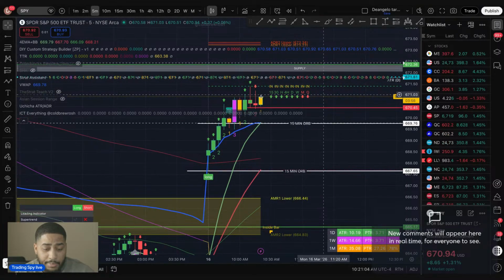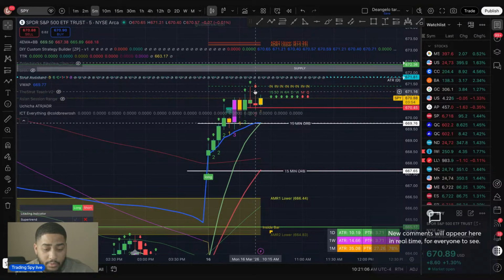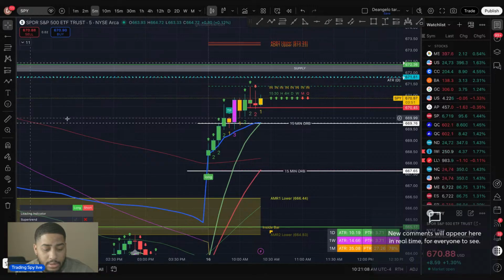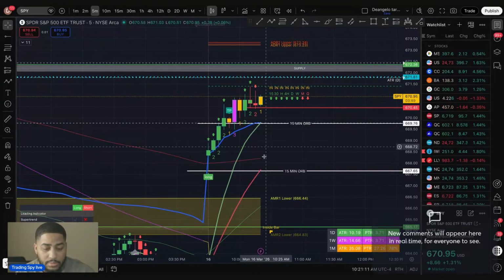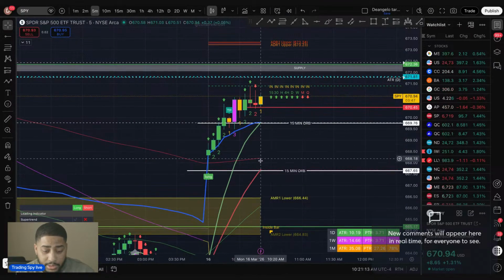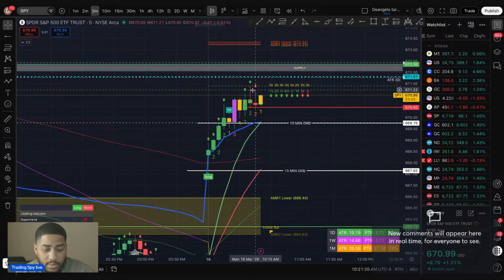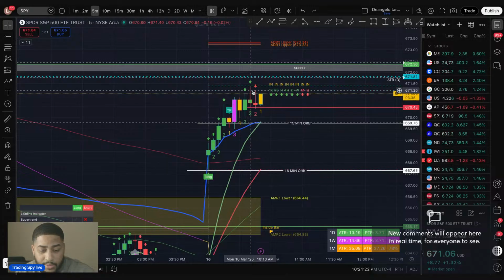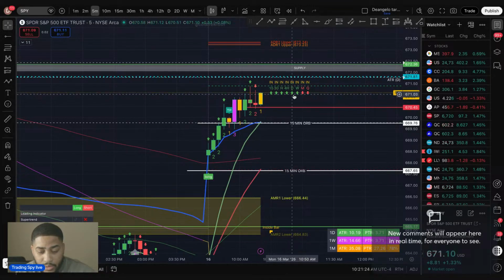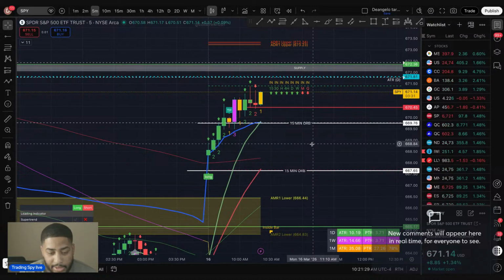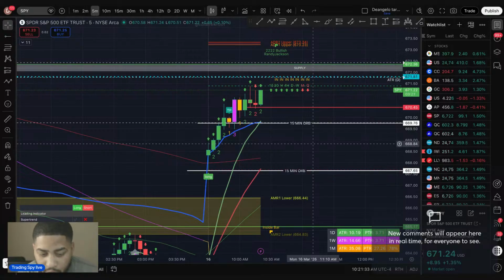So if we break above this last 5-minute candle, if we break above that high, then we still technically are bullish. If we break above the high of this candle right here, then it's probably gonna run. But we still got a lot of time left in this candle, over 3 minutes. Too much bar. So this is extremely bullish.